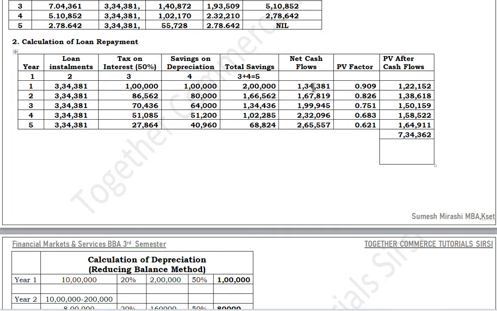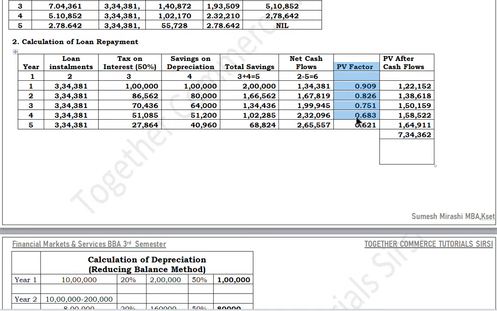Then net cash flow. Net cash flow is also easy to understand. You should take the second column and subtract the fifth column from it. For example, I'll be showing it. The second column, the first value is 3,34,381, minus 2 lakh will give you 1,34,381, and hence you can continue the table.